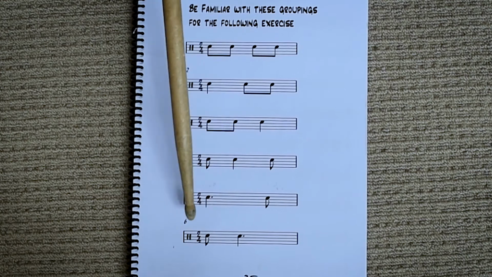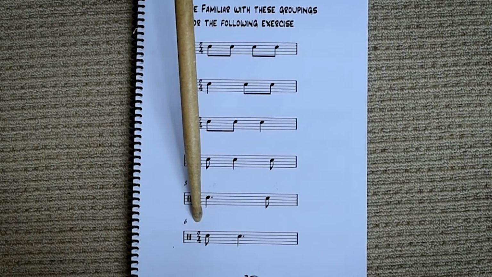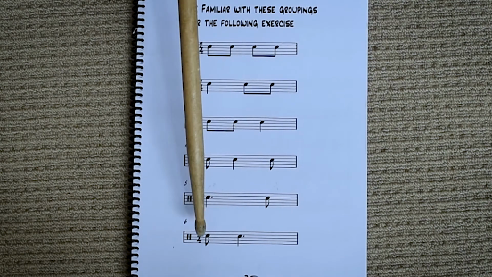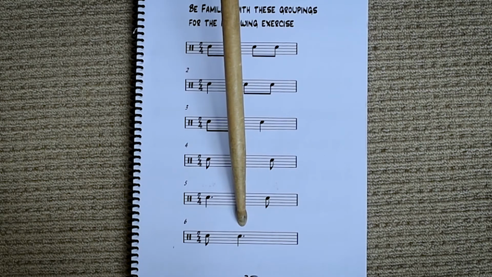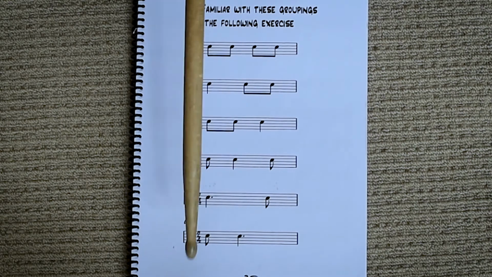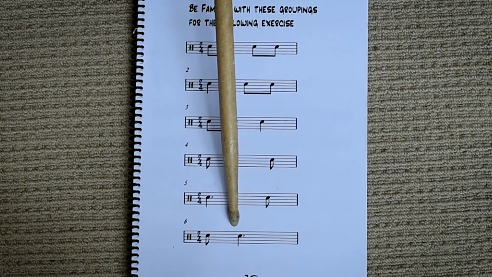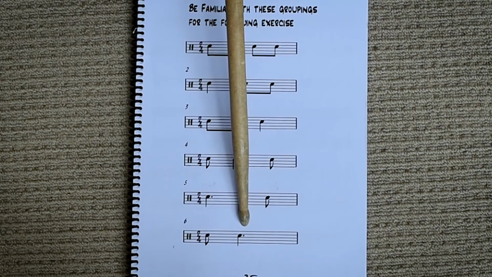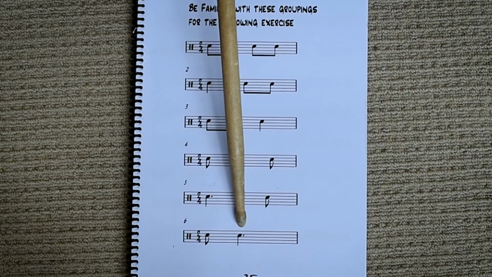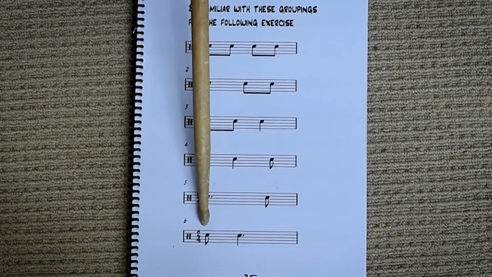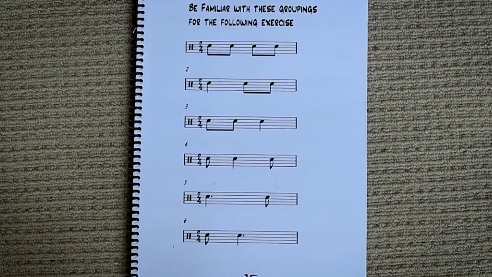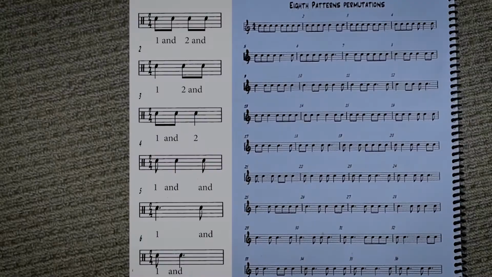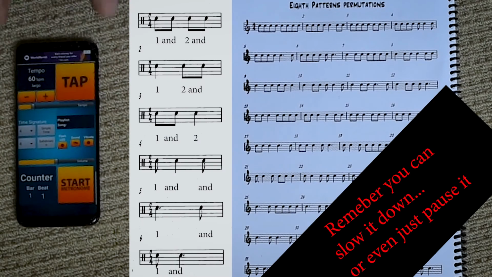And lastly, we have the exact inverse of this one here. So we've got a quaver and then a hit that goes for a beat and a half. So this would be 1 and 2 and, 1 and 2 and, 1 and 2 and, 1 and 2 and. Hopefully they all make sense. Anyway, let's do it. All right, guys.